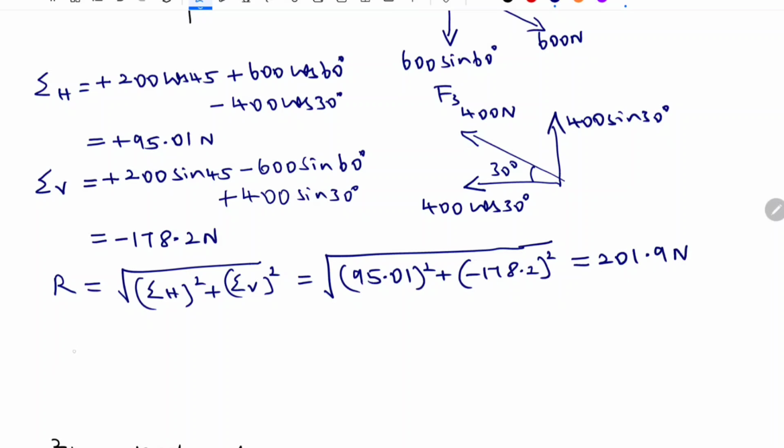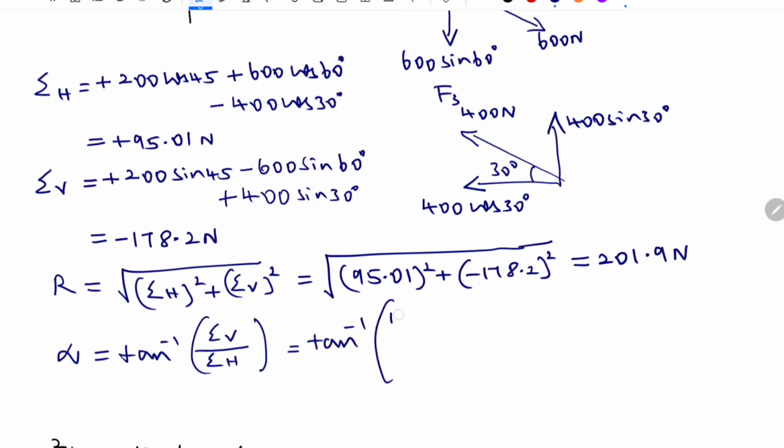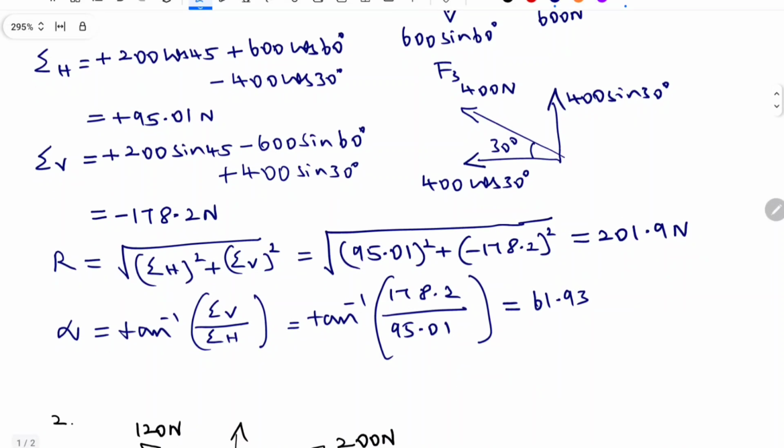Now to find out the direction, the equation is alpha is equal to tan inverse of summation of V divided by summation of H. So I am substituting the values. It is tan inverse of V is 178.2, because this minus denotes the direction, so I am neglecting it, divided by 95.01. So the alpha value will be 61.93.